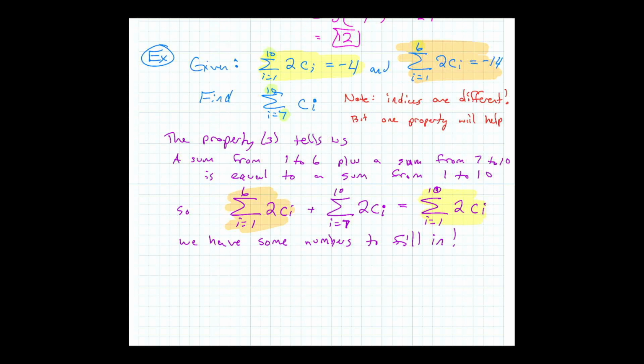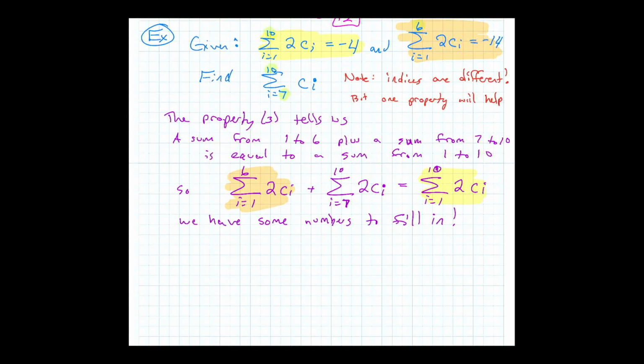So we fill in those numbers, and 1 to 6, this one is going to be negative 14. So we have negative 14 plus, this one is actually not what we have, right? This is almost what we're looking for. We're supposed to be finding this. So we don't have a number here, so we just write it the way it is. And then we've got this one, which is negative 4. So we do have a number there. So this is what we have.